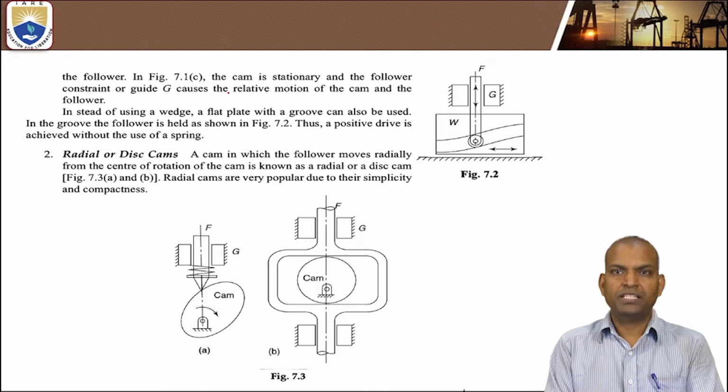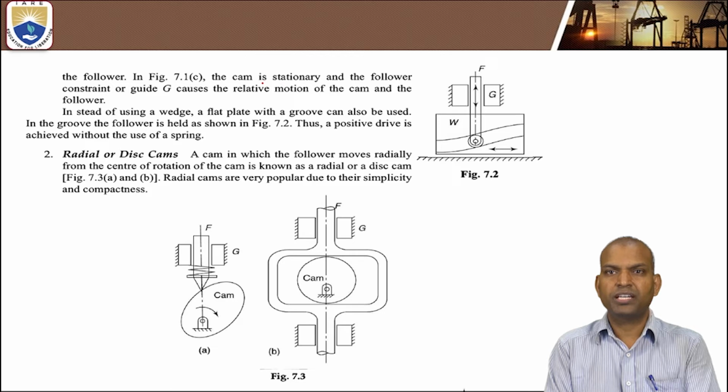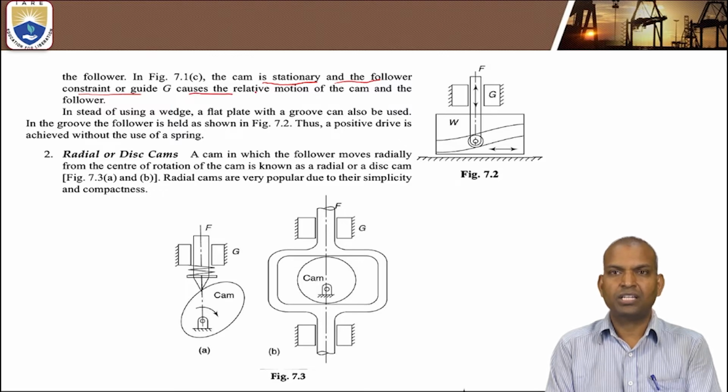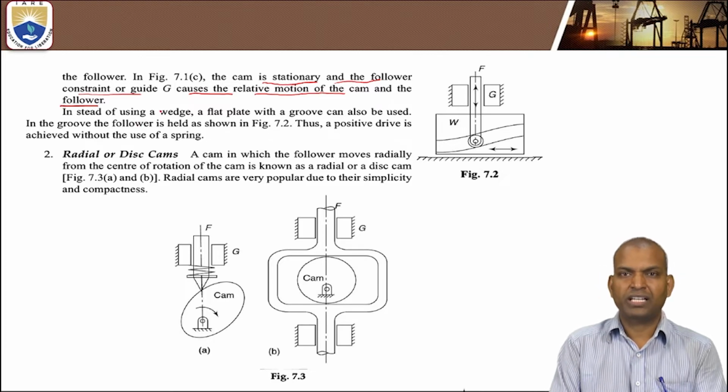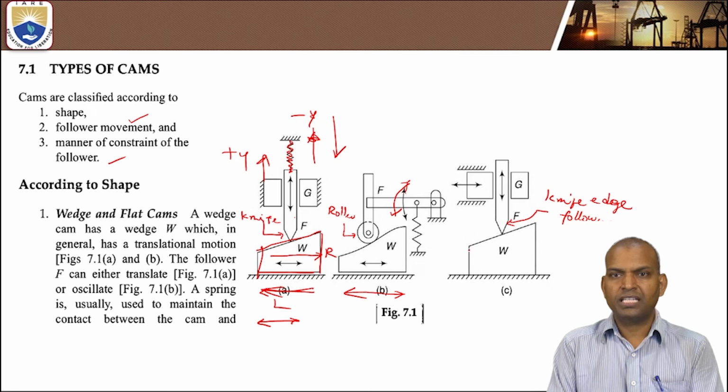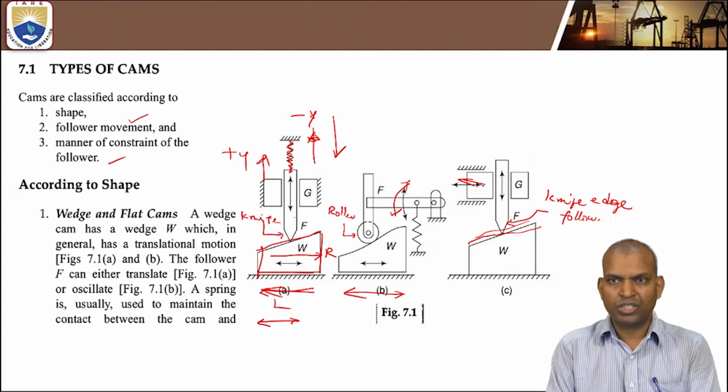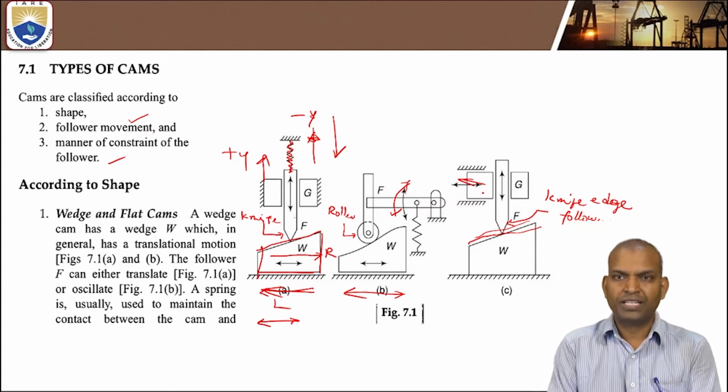Now we can see what figure C explains. Figure C explains that the cam is stationary and the follower constraint or guide G causes the relative motion of the cam and the follower. Once again, the cam is stationary. In this, the cam is not movable. When the cam is stationary, the follower has to move from this portion to this portion. What will happen? These guided ways push it, so the vertical translation motion is converted into the horizontal translation motion of the cam.